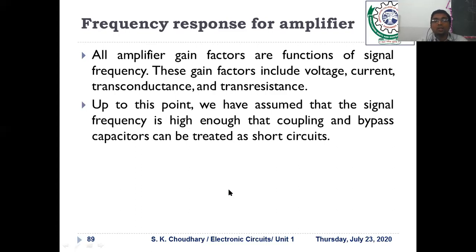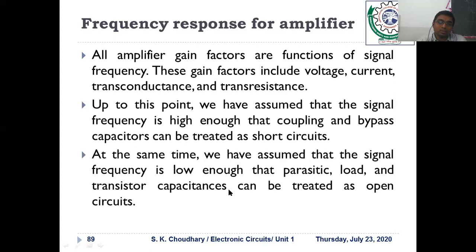So this would be considered as a short circuit, as we have taken the value of signal frequency like that. At the same time, we assume that the signal frequency is high enough for the coupling and bypass capacitor, so that it would be considered a short circuit. But at the same time, it would be low enough for the other kinds of capacitors, like parasitic capacitor, load capacitors, or internal junction capacitor, transistor junction capacitor. So for those capacitors, it would be considered as a low frequency.